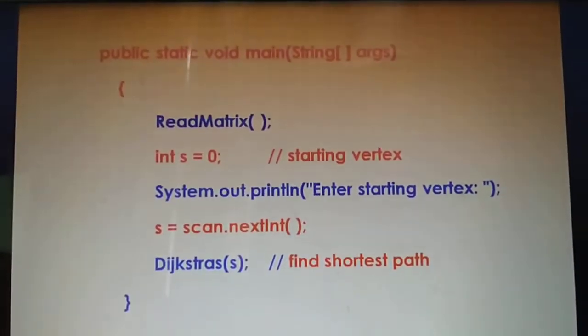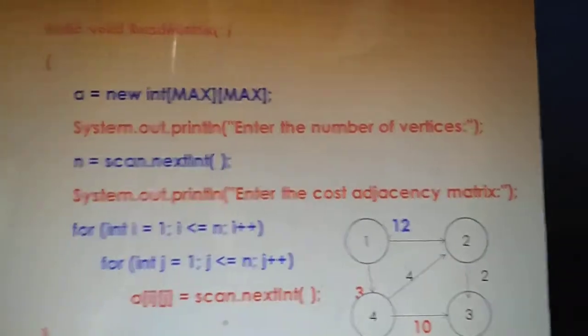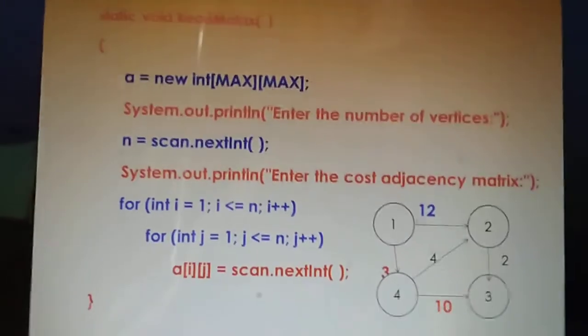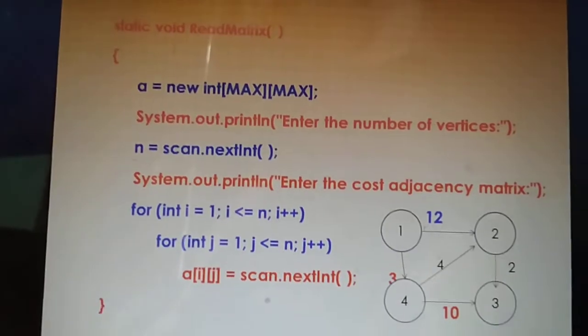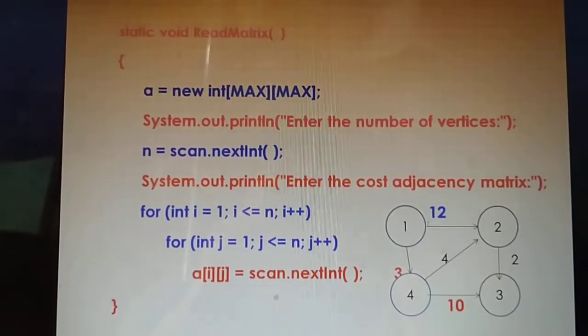Go to the read matrix. So we will see what is there in the read matrix. Let us consider this sample graph that we have considered. There are 4 nodes and the distance from one node to another node is given.